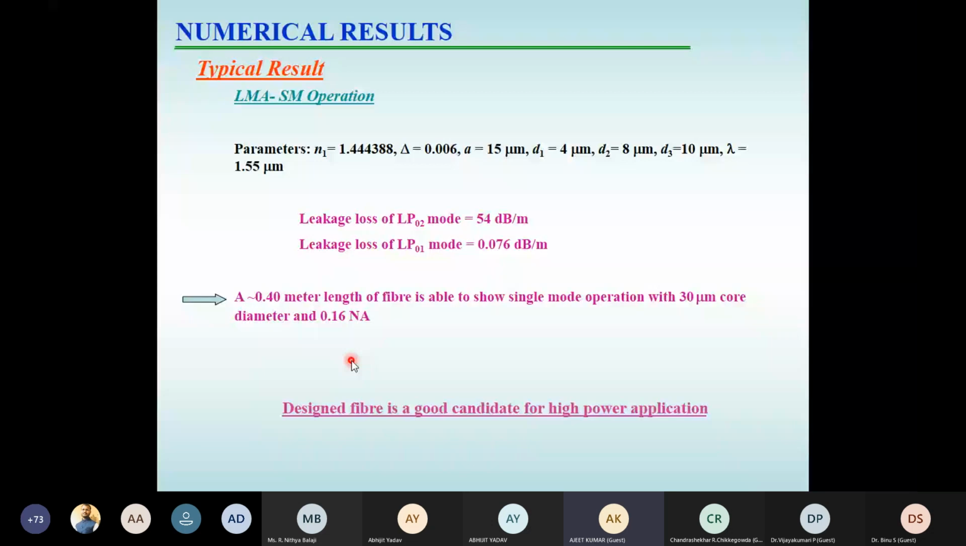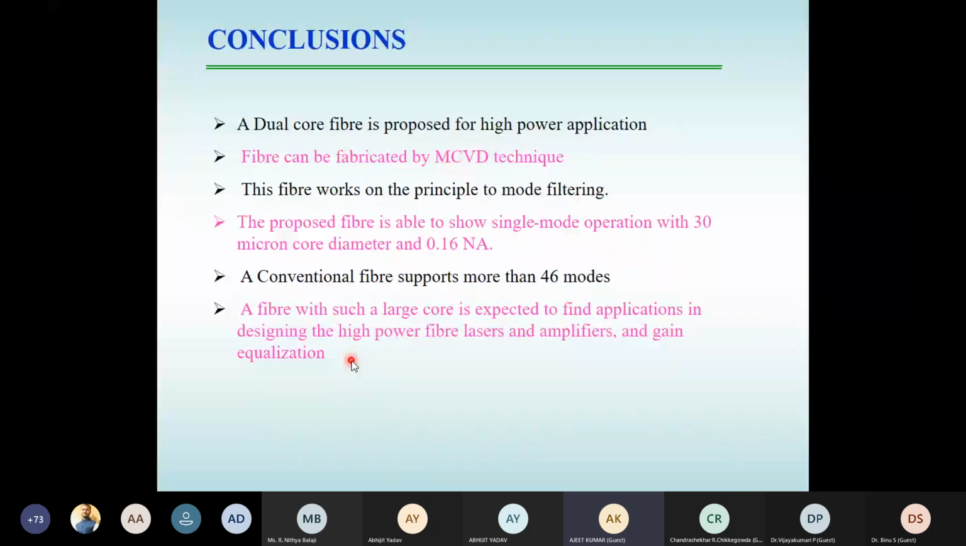So the conclusion we have seen here, if you just look at the conventional optical fiber with numerical aperture of 0.16 and core diameter 30 micron, that will support close to 50 modes. Typically we have written 46 modes, and in our design we are going to get the single mode.